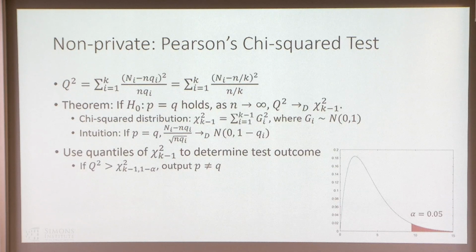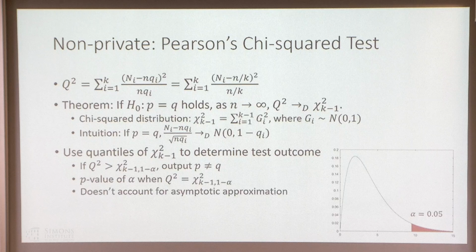And essentially, if the statistic is too large, we output that they're not equal. Alternatively, you might know the term p-value. This is essentially the same thing as the alpha here. And there are two things I want to note here. One, this doesn't account for the asymptotic approximation. We just had an asymptotic result here, and there's no idea of how close it gets for finite samples with this statement as is. And it also doesn't give guarantees about the power, which we'll revisit in a bit.